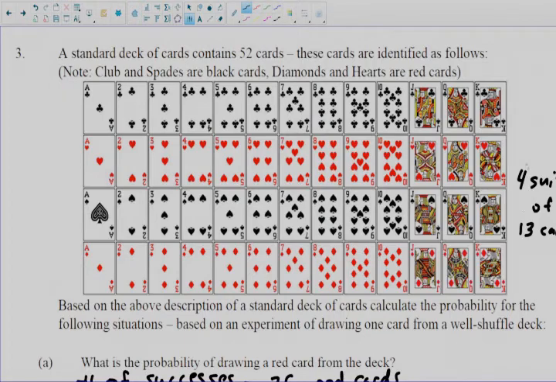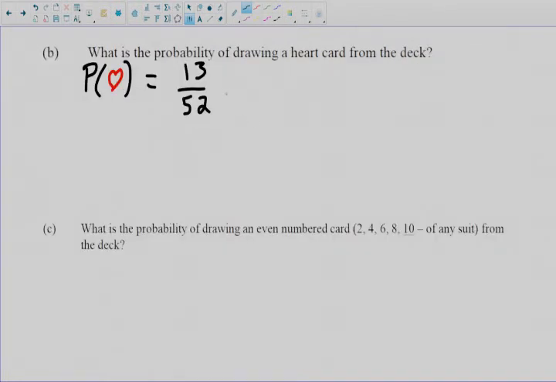There's 13 here, 13 here, 13 here, 13 here. So 13 has to fit into 52. In other words, 52 has to be divisible by 13 because there's 4 groups of 13 that make up 52. So sometimes it's not necessary to jump onto a calculator right away.